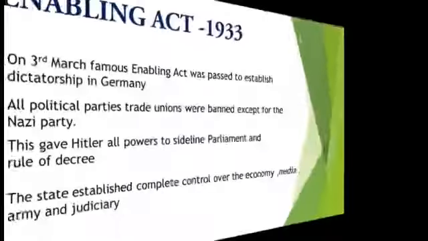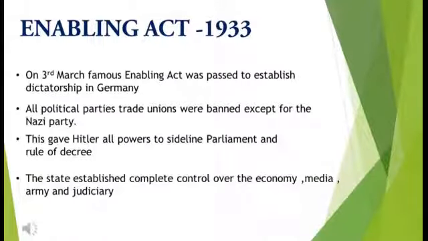Then, on 3rd March 1933, the famous Enabling Act was passed. This act established dictatorship in Germany. It gave Hitler all the powers to sideline parliament and rule by decree. All political parties and trade unions were banned except for the Nazi Party and its affiliates. The state established complete control over the economy, media, army, and judiciary.